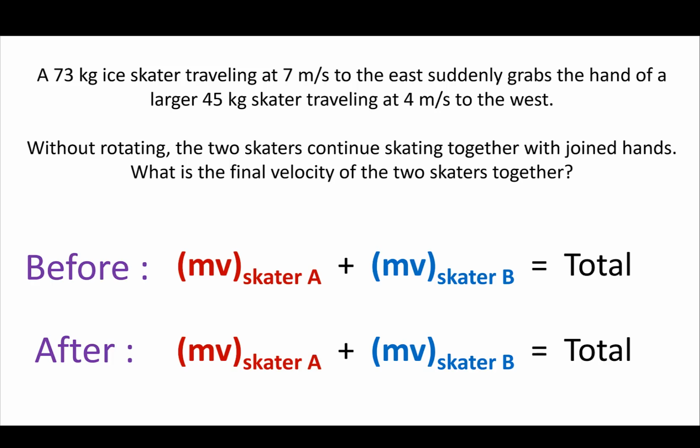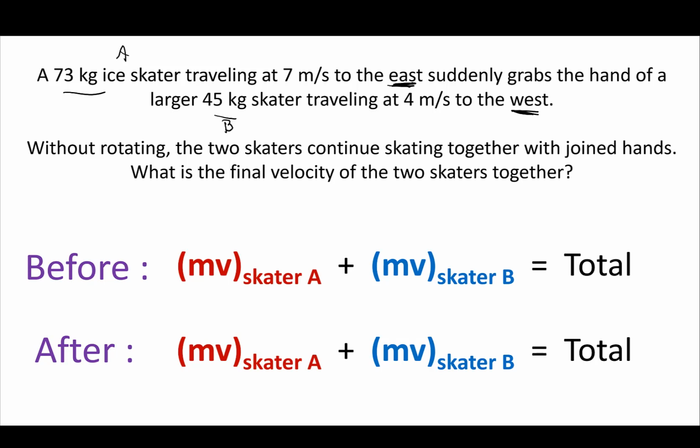What matters here, we'll just set up our formula the same way we always do: we have the combined total momentum before and the combined total momentum after. This one adds another little wrinkle in that this ice skater is moving to the east, and this ice skater is moving to the west. We'll call this person skater A. We'll call this person skater B.